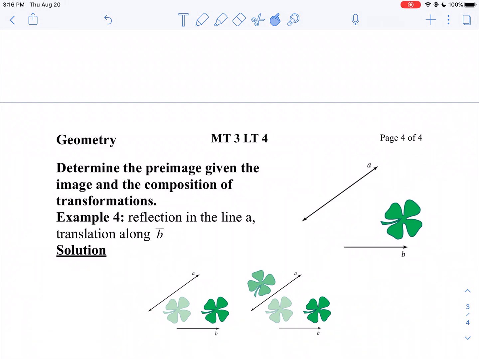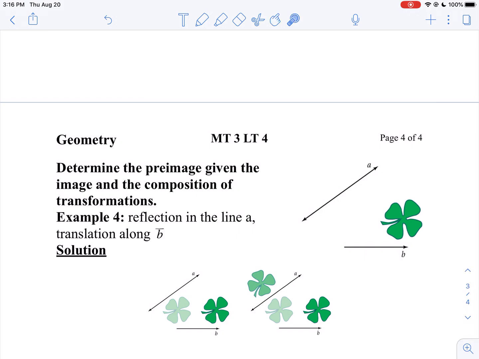Now notice in example 4, it's a little bit different this time. I want to find out where I started from rather than what I'm doing. So in other words, I want to determine the preimage if I have a composition of the transformations: reflecting over line A, then translating along B. Well, just like when you undo an equation, you undo it in reverse order.